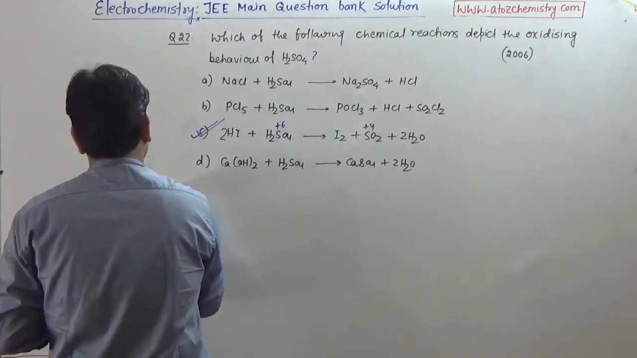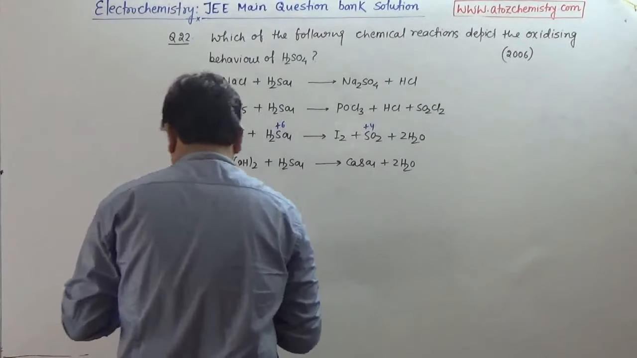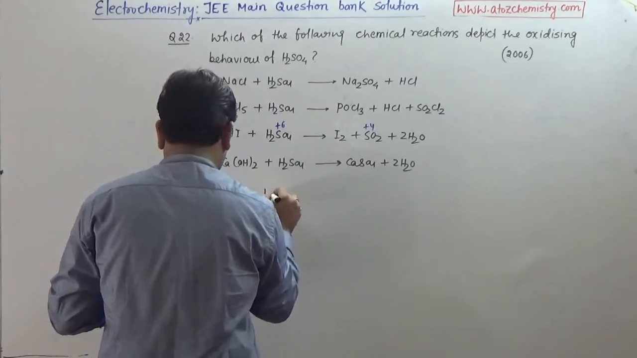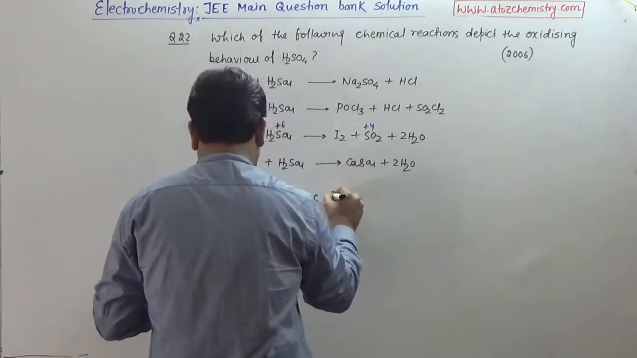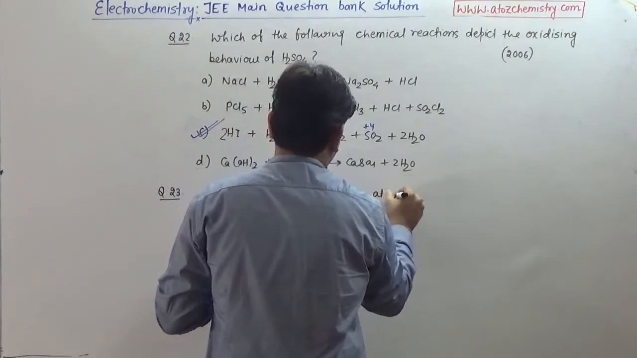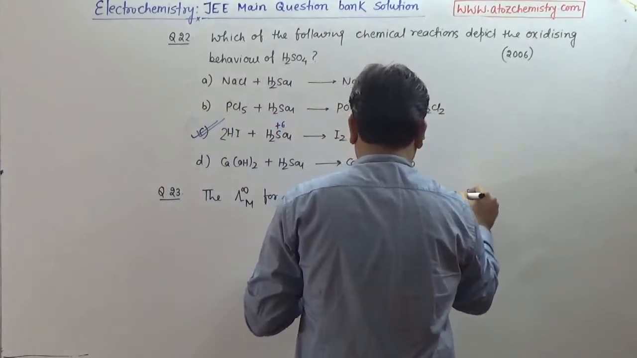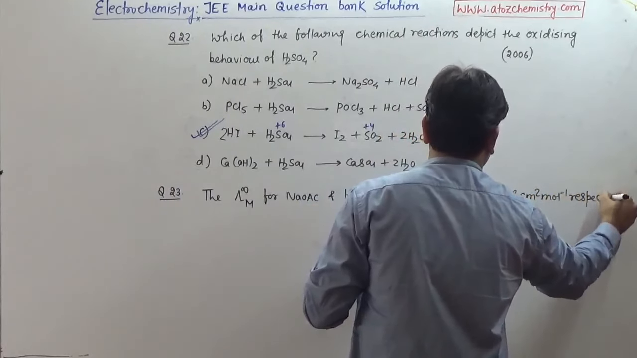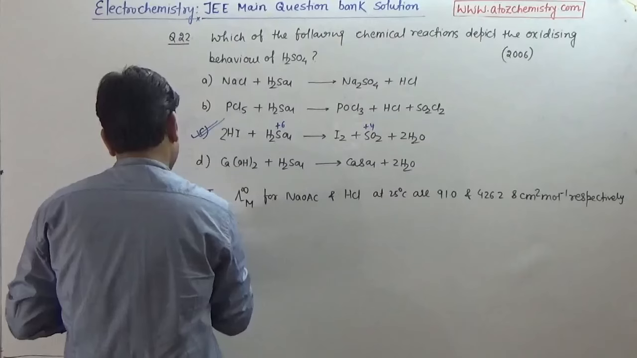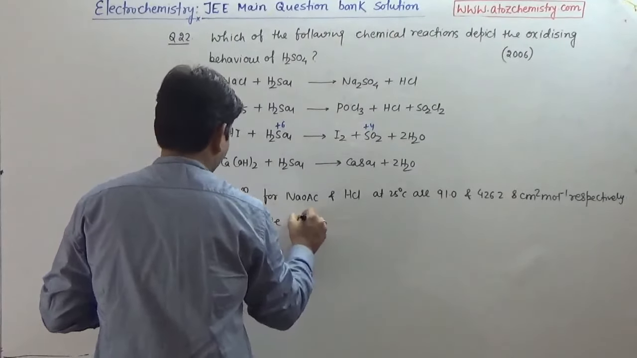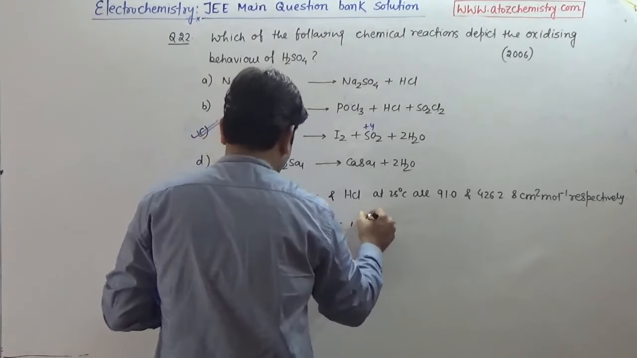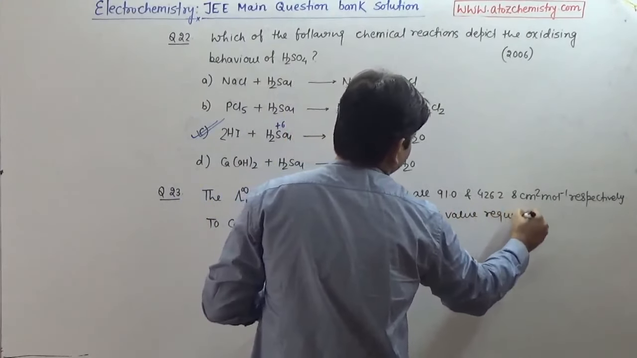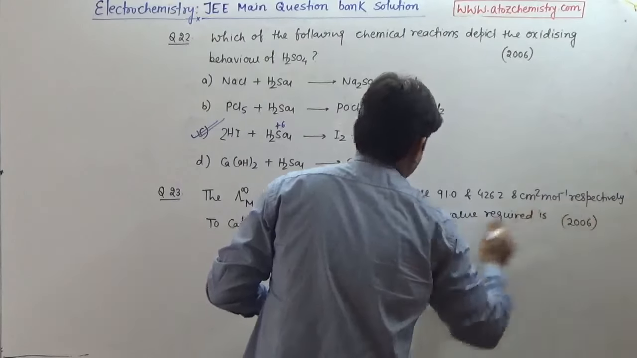Next question, question number 23. Question number 23 is, the molar conductance at infinite dilution for NaOAc and HCl at 25 degrees Celsius are 91.0 and 426.2 Siemens centimeter square mole inverse respectively. To calculate lambda infinity m of HOAc, the additional value required is... this is again a question asked in 2006.